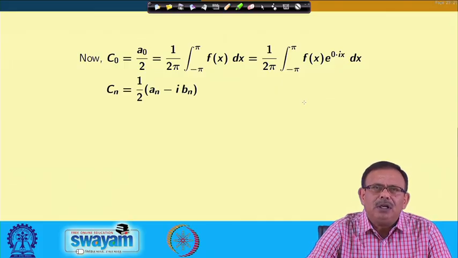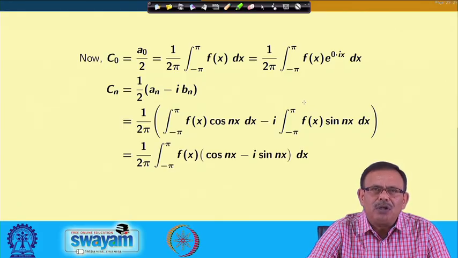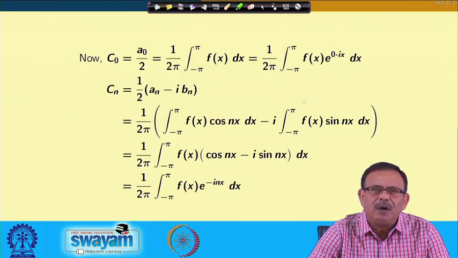In the same way, you know C n is half into a n minus i b n. So, substitute the value of a n and b n in the integral form. I will obtain this. From here, I can take f(x) common, so that f(x) into cos n x minus i sin n x, which I can represent in the form of e power minus i n x. So, your C n becomes 1 by twice pi, integral from minus pi to pi of f(x) into e power minus i n x into dx.